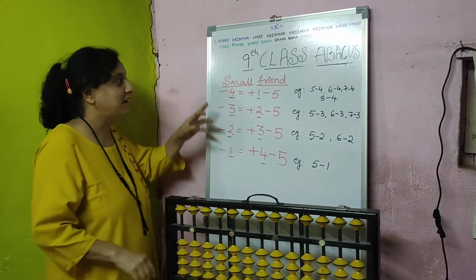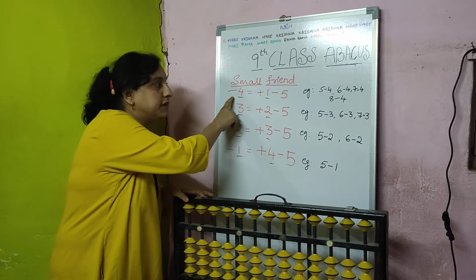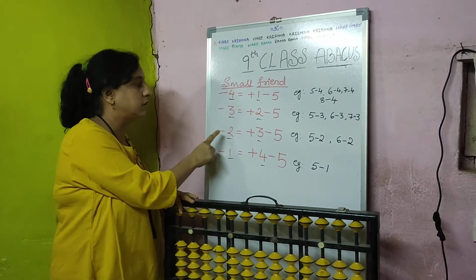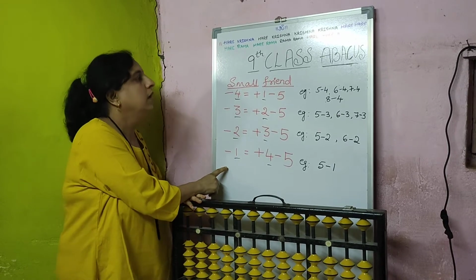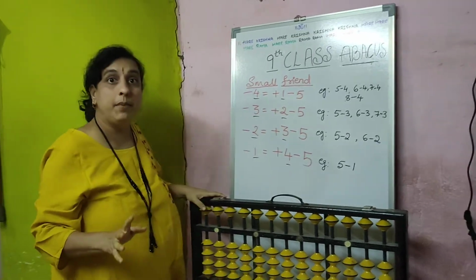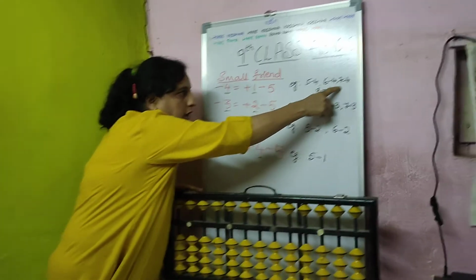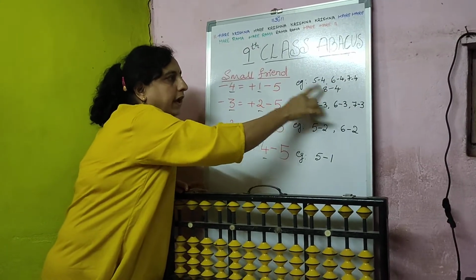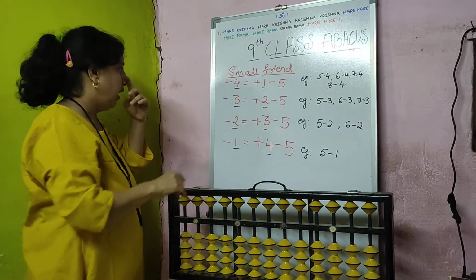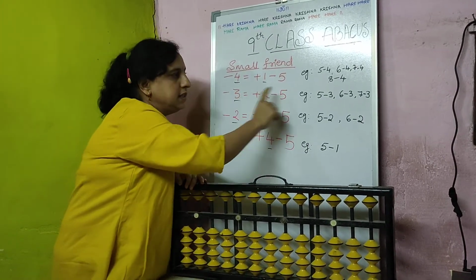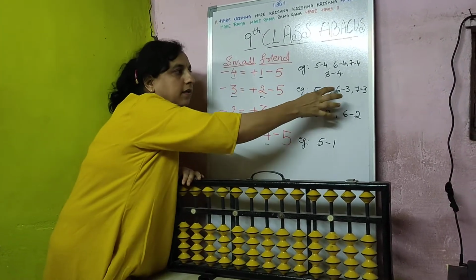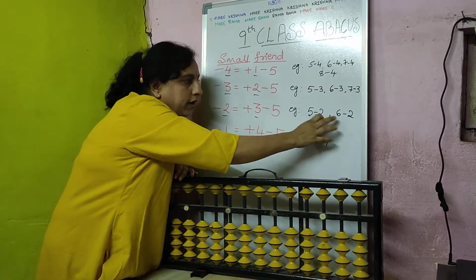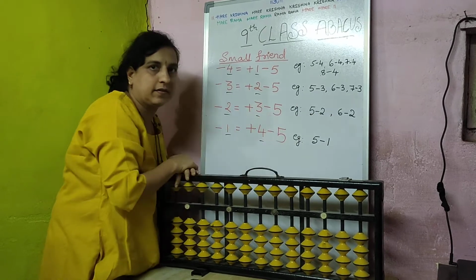बच्चों, last time मैंने small friend का -4 आपको सिखाया था. So today we will be going to learn -3, -2 and -1. -4 के लिए examples यहाँ पे 1, 2, 3, 4 examples are there. 5, 6, 7, 8. I'll refresh this once. And then -3, for this only 3 examples are there: 5, 6, 7. And for -2 only 2 examples are there, 5 and 6.